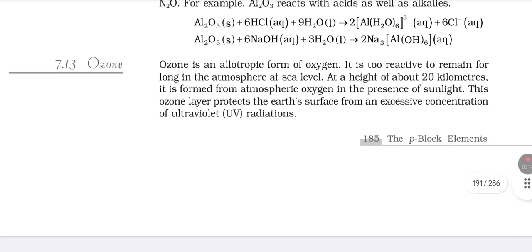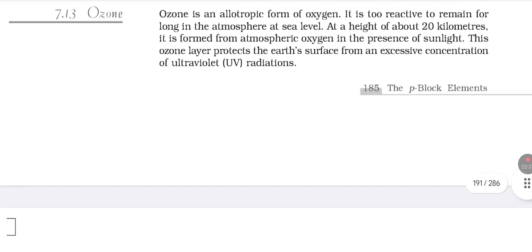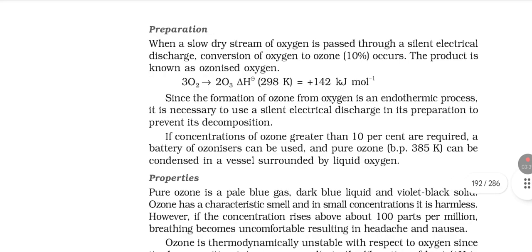Ozone. Ozone is an allotropic form of oxygen. It is too reactive to remain for long in the atmosphere at sea level. At a height of about 20 kilometers, it is formed from atmospheric oxygen in the presence of sunlight. This ozone layer protects Earth's surface from the excessive concentration of ultraviolet radiations.